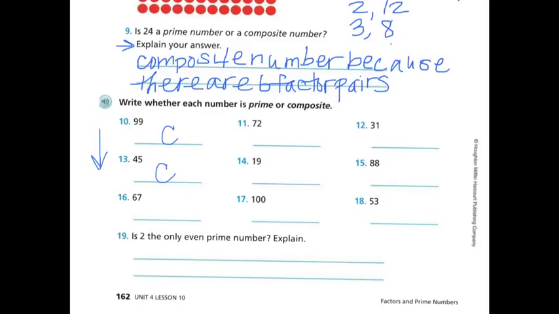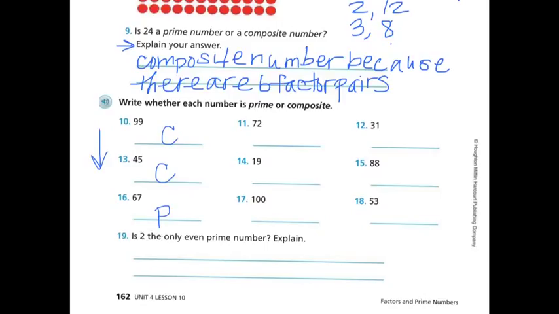67. I only know of 1 and 67. 2 doesn't go into that number. 3 doesn't go into that number. 4 doesn't go into that number. So I'm really thinking that 67 is prime. I can always check myself and look on my multiplication table if I'm unsure. If you find any other multiplication problems between 1 and 67, then you know that that number is prime.